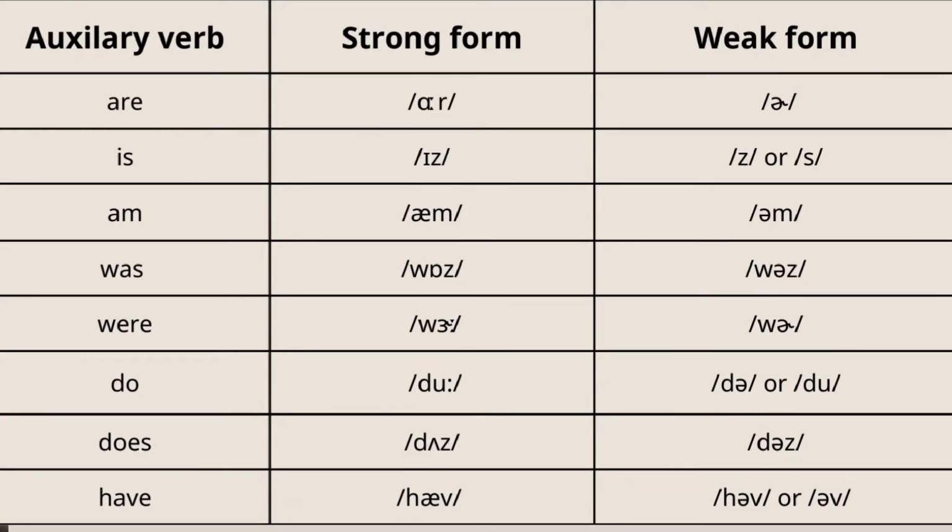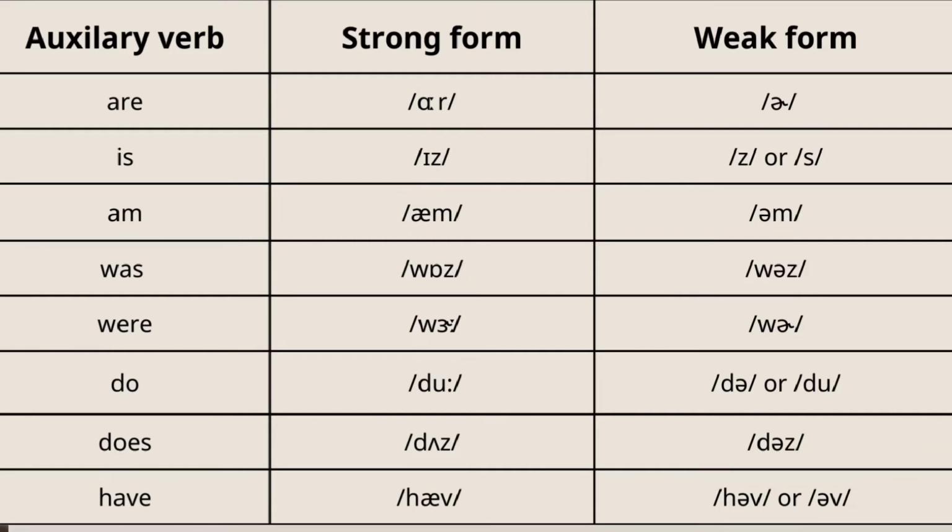Here are the verbs called auxiliary verbs, and this is the weak form and the strong form. So we study how to pronounce them. The word are in strong form is pronounced are, and in weak form are. The word is in strong form we pronounce is, and in weak form we pronounce s or z.